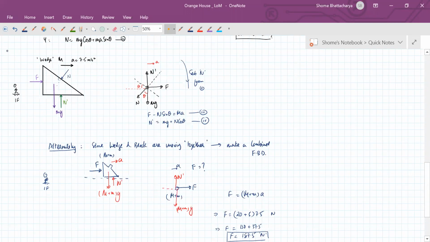Now, this is where I made the free body diagram of just the wedge. But alternately, I can also make the combined free body diagram, wedge plus the block. And this is a much easier method now. This is a trick that we learned before only. We've seen it a number of times.